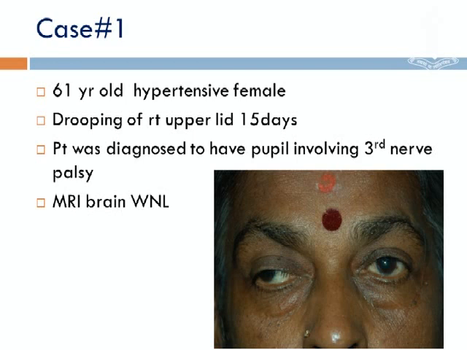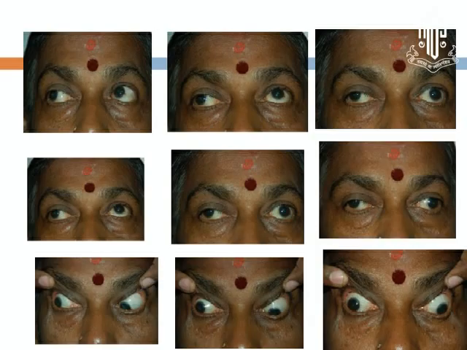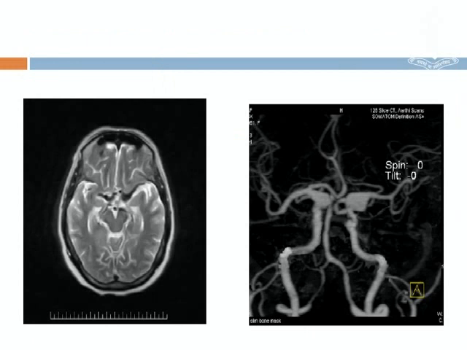This was a 61-year-old hypertensive female who presented with an incomplete pupil involving third nerve palsy. She was imaged and referred to us. She came for a second opinion to us. So this is her nine gaze. As you can see, there is an adduction, elevation and depression restriction. So what do you do? This was her first imaging. The patient was normal. She was saying, still I am not relieved of the complaints. So would you like to investigate further?